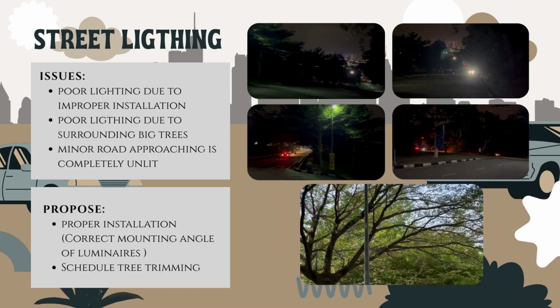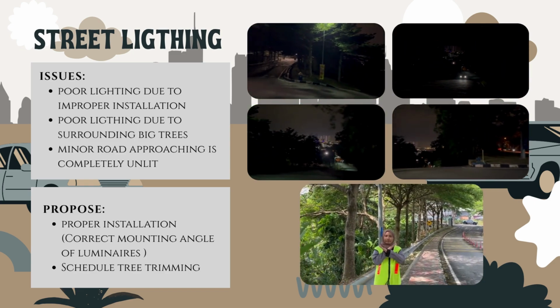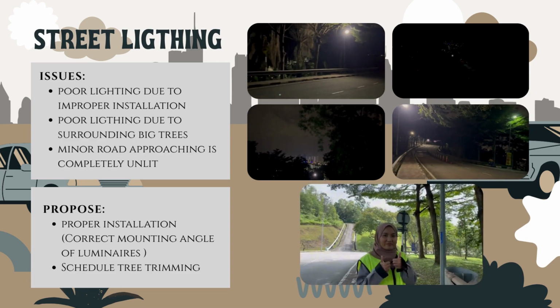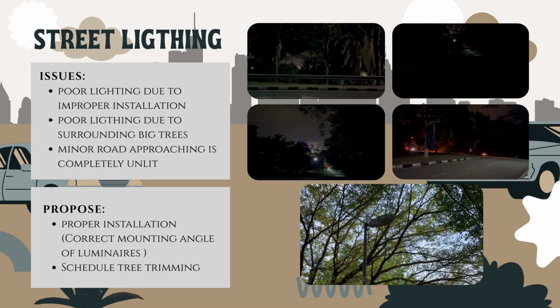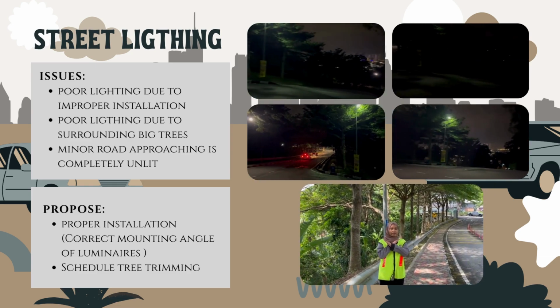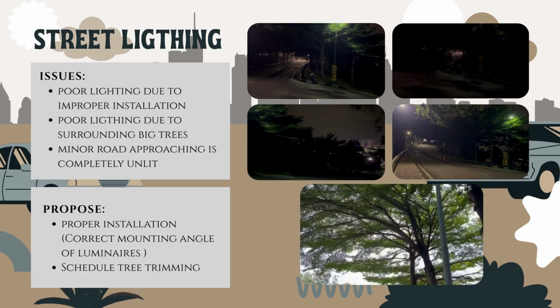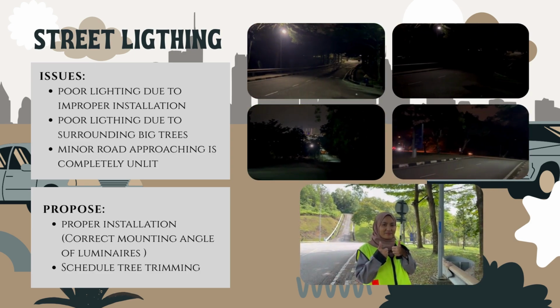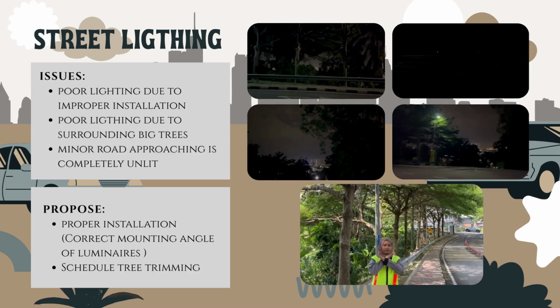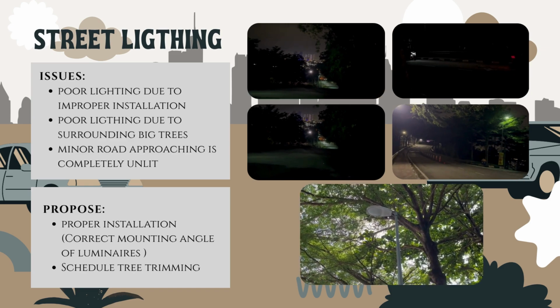There are a few issues with the street lighting, and one of them is that the street lights were installed with incorrect mounting angle, which may result in uneven lighting coverage. This issue might increase accident risk and create unsafe conditions for pedestrians at night. It is recommended to adjust the mounting angle of the luminaire to direct light evenly across the road surface.